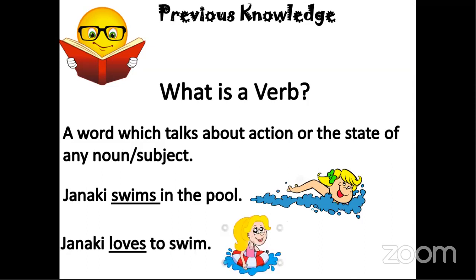Now, look at the sentence. Janaki loves to swim. Now, here it talks about her emotional state. What is her emotional state about swimming? She loves to swim. Okay, that's not an action, but it is a state of the subject Janaki. So, this is how you can understand what is a verb. It not only talks about action, but sometimes it also talks about the state of any noun or subject. And okay, this is one part. What is a verb?